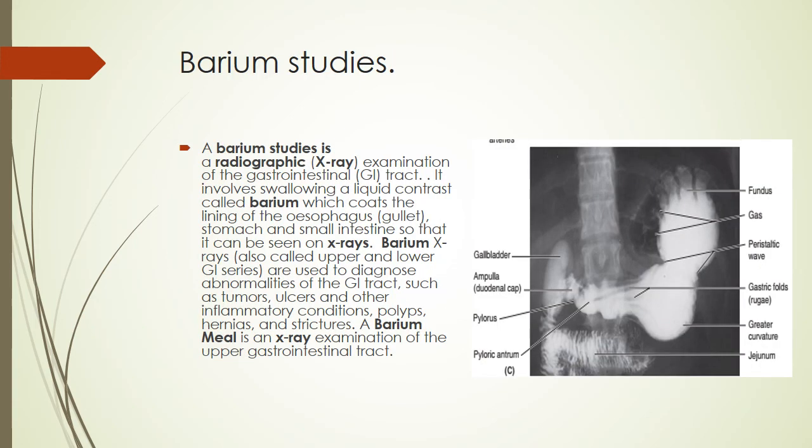The next is barium studies. Barium study is a radiographic examination of the gastrointestinal tract. It involves swallowing of liquid contrast called barium sulfate. This barium sulfate coats the lining of esophagus, stomach and small intestine, so it can be seen on X-rays. The barium X-rays, also called upper and lower GI series, are used to diagnose abnormalities of the GI tract such as tumors, ulcers and other inflammatory conditions, polyps, hernias as well as strictures.